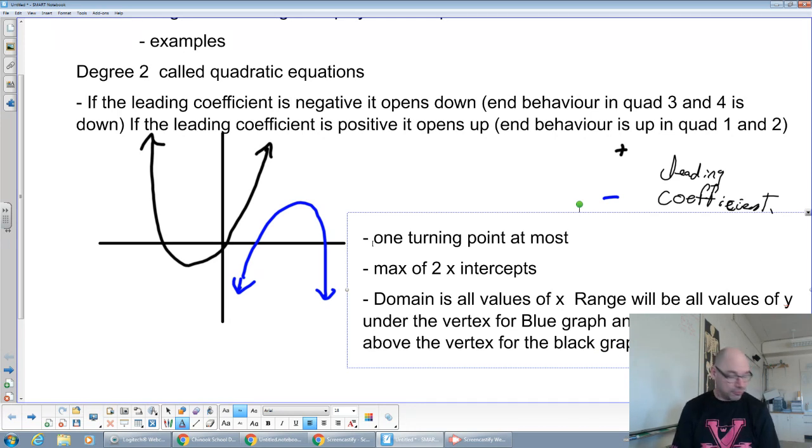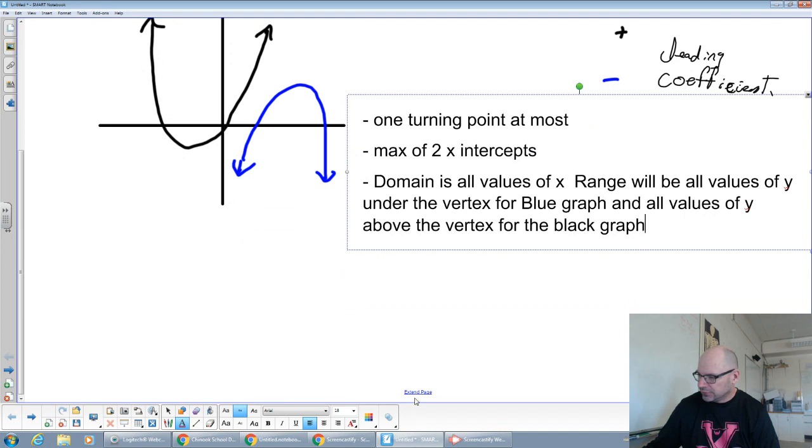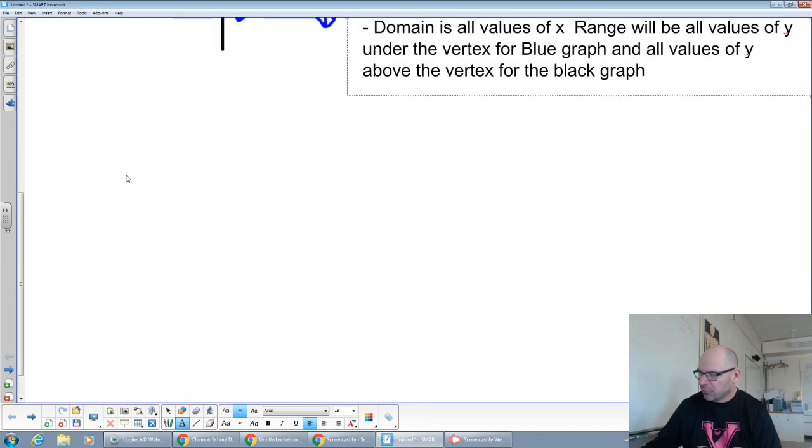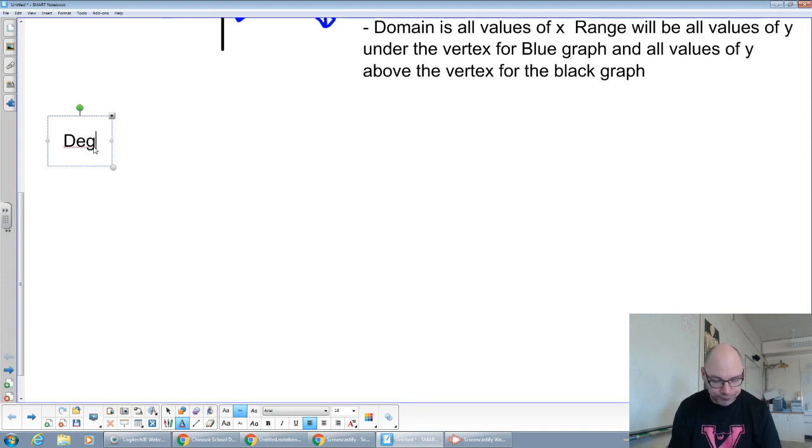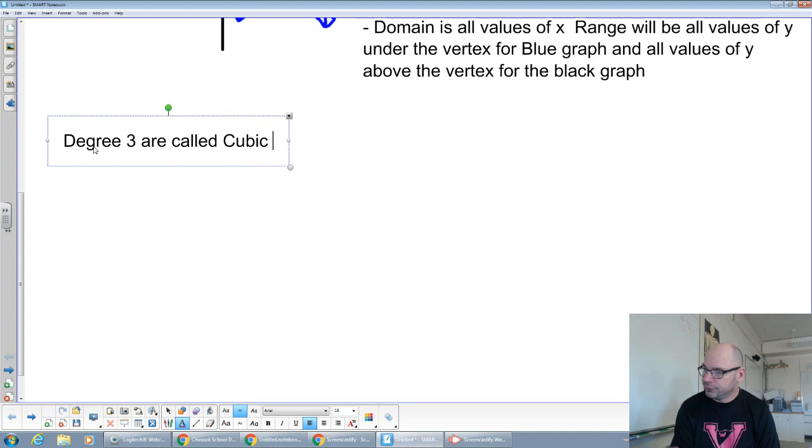And that's quadratics. Now the last one is cubic equations, degree 3. Okay, so we'll do it right here. Degree 3 cubic equations are called cubics, and they have degree 3.